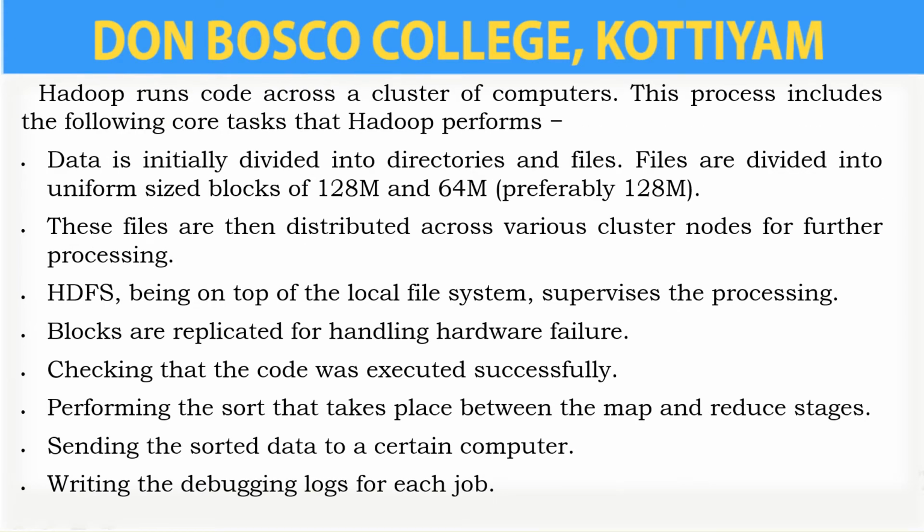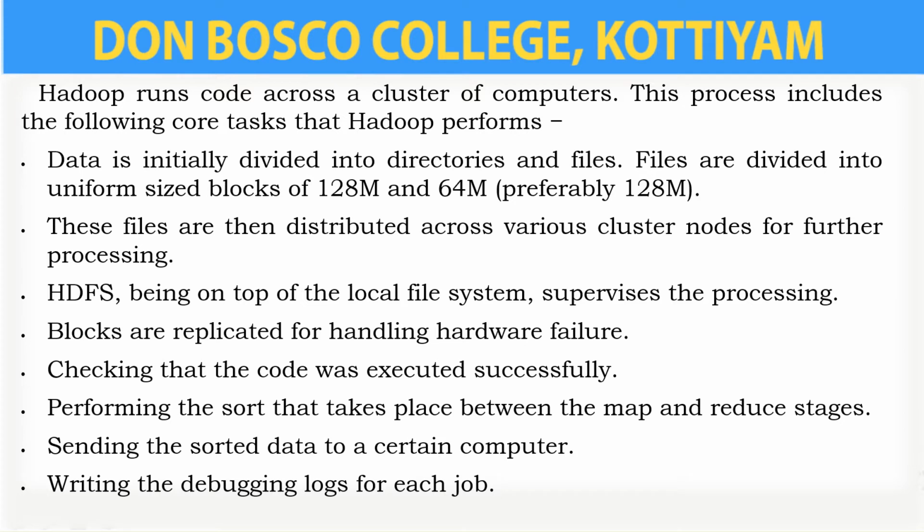The working of Hadoop can be explained using the following steps. First, the input data is broken into blocks of size 128 MB and then the blocks are moved to different nodes. Second, these files are then distributed across various cluster nodes for further processing. Third, HDFS, being on top of the local file system, supervises the processing.